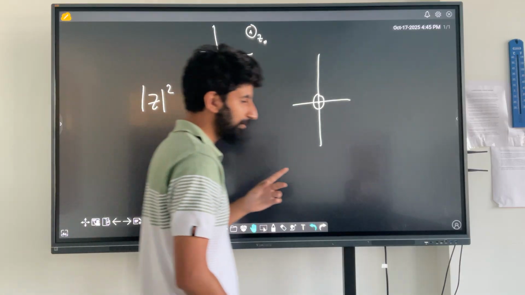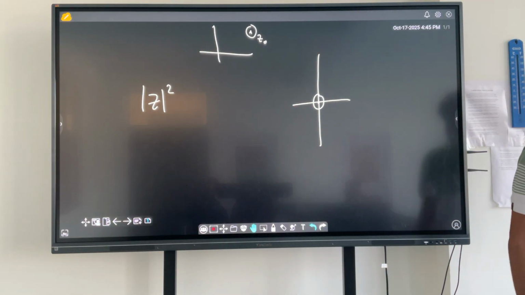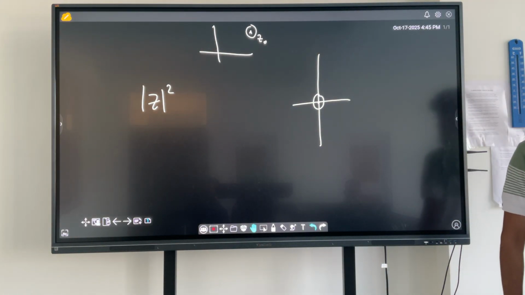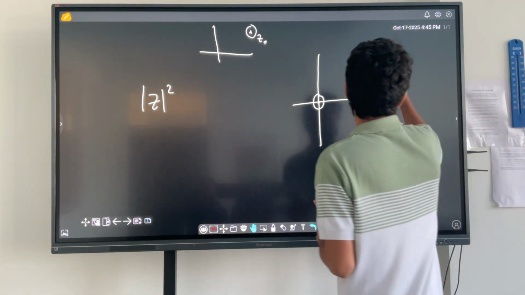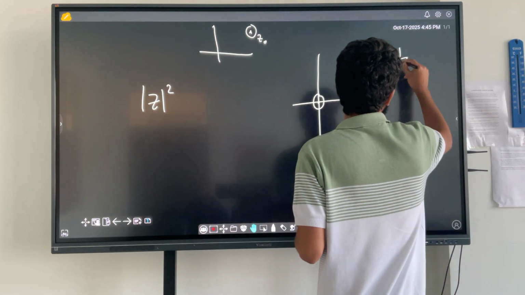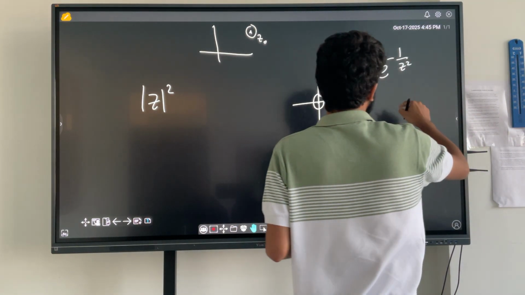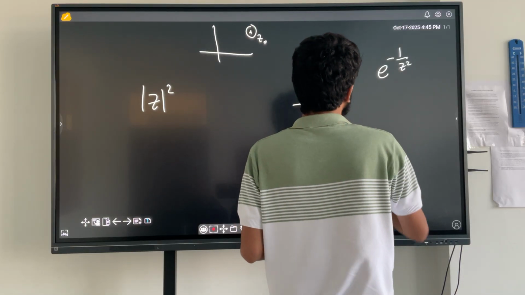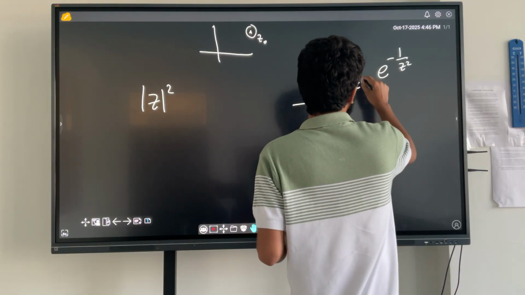One such function is, I think, e to the power minus 1 by z square. Something like this. f of z is this.